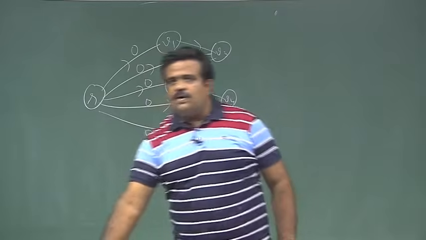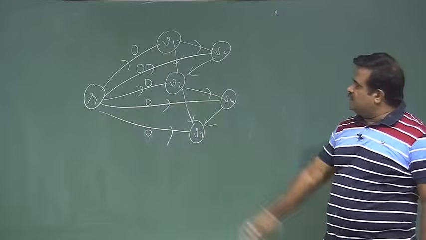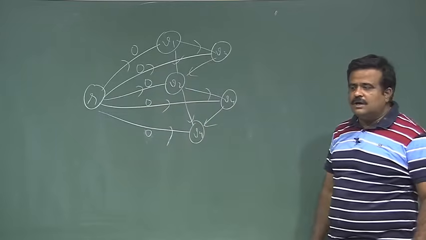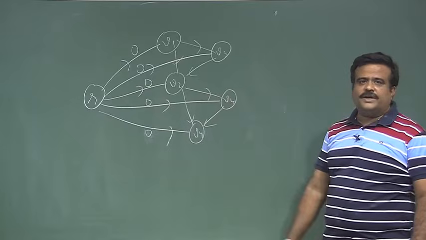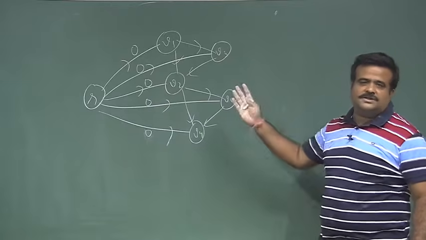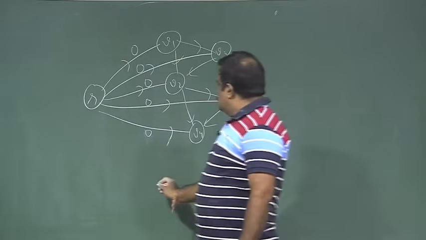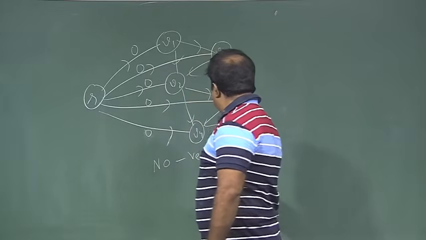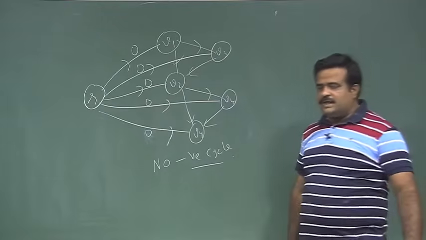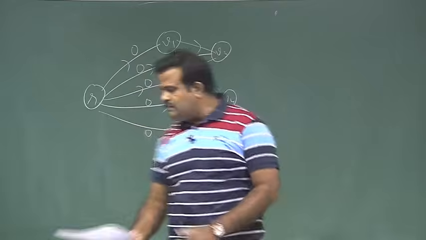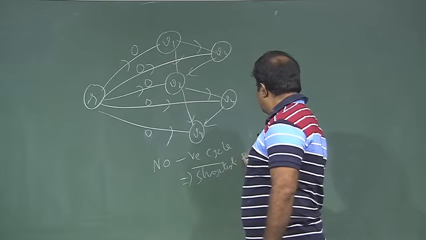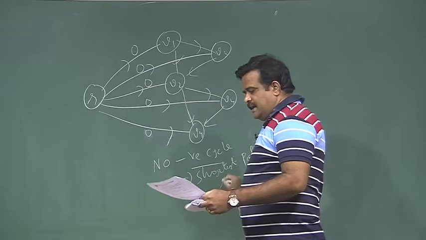Okay. Now if the original graph has no negative cycle, then this new graph, just by adding a vertex S, will not have a negative cycle either, because we have just added 0 weight edges. Adding 0 weight edges cannot make a negative cycle, because the original graph has no negative cycle. So there is no negative cycle in this graph. Okay. So if there is no negative cycle, we run the Bellman-Ford algorithm. No negative cycle means the shortest path exists.